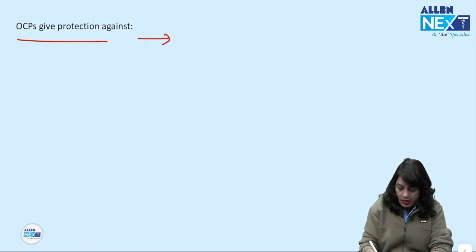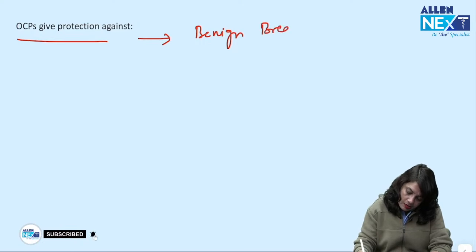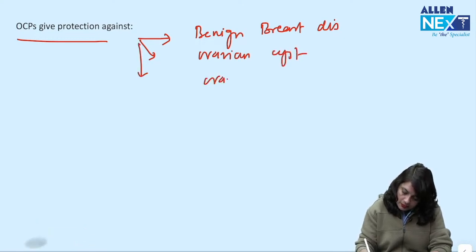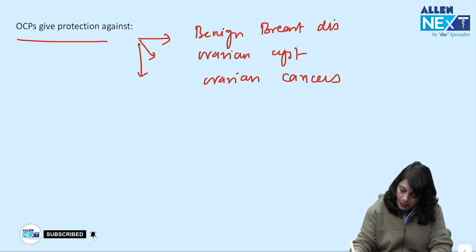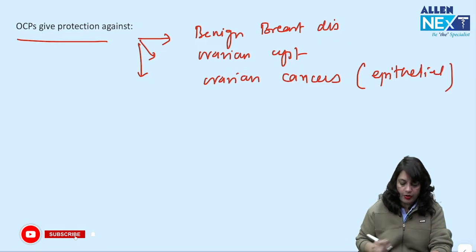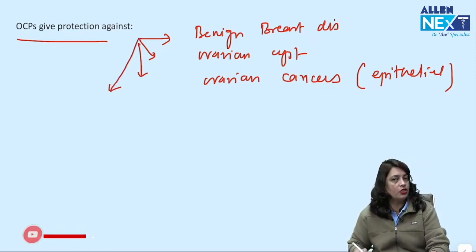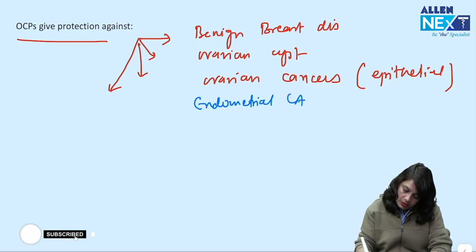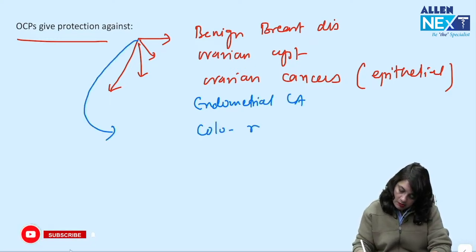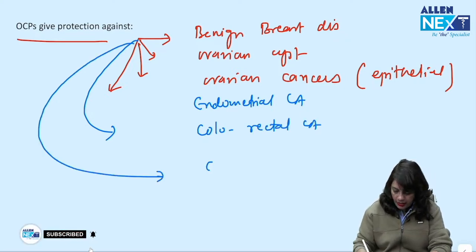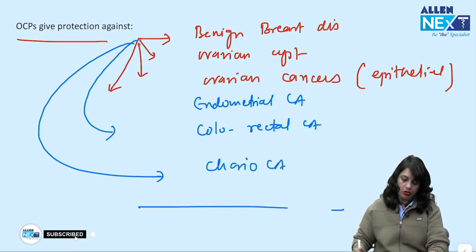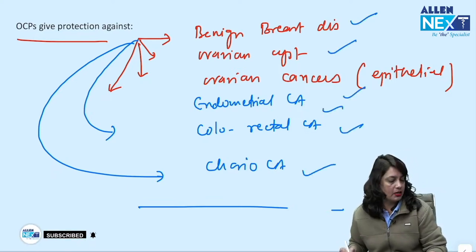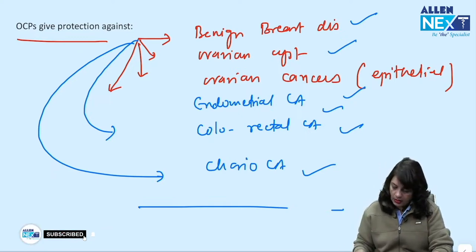Now, OCP gives protection against benign breast diseases, from ovarian cyst, ovarian cancers. Which type of ovarian cancers? Only epithelial ovarian tumors. It does not provide any protection against germ cell tumors or sex cord tumors. Then it gives protection against endometrial cancer, colorectal cancer, and choriocarcinoma. So, OCP gives protection against benign breast diseases, ovarian cyst, ovarian cancer, endometrial cancer, colorectal cancer and choriocarcinoma. Okay. Next.